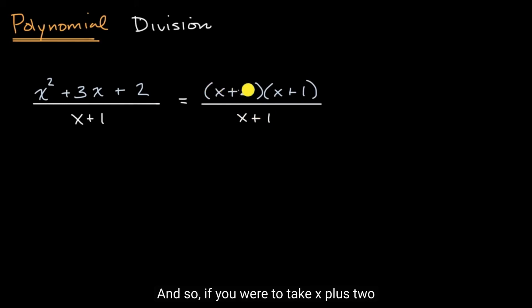And so if you were to take x plus 2 times x plus 1 and then divide that by x plus 1, what is that going to be? Well, you're just going to be left with an x plus 2. I don't have to put parentheses. This is going to be an x plus 2.